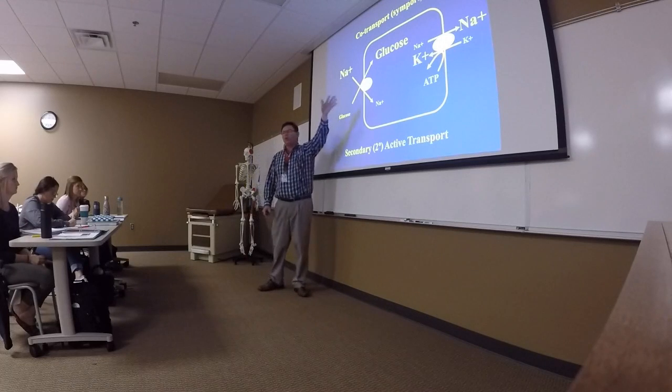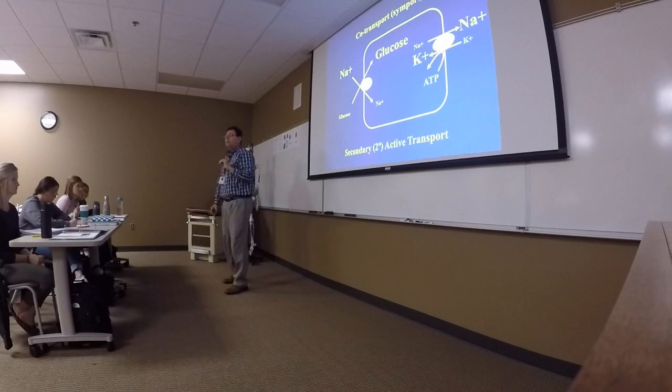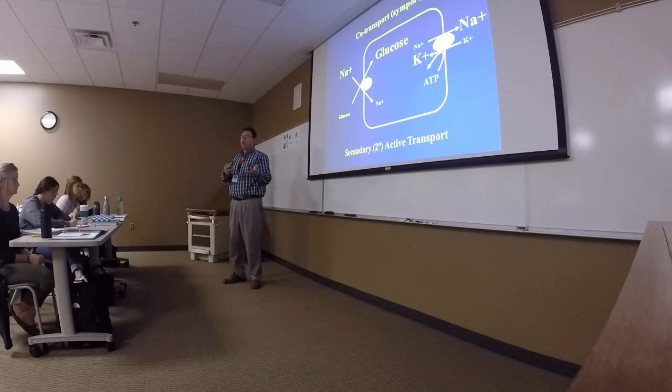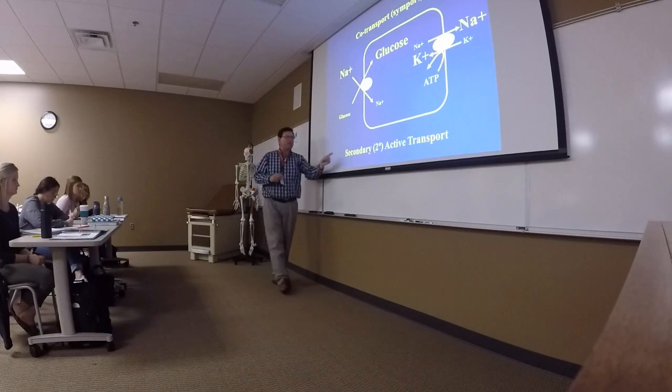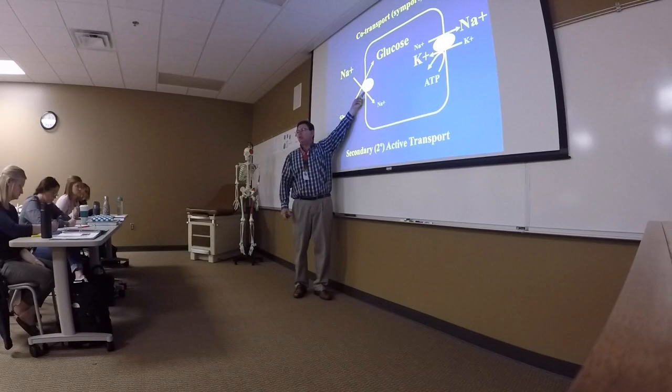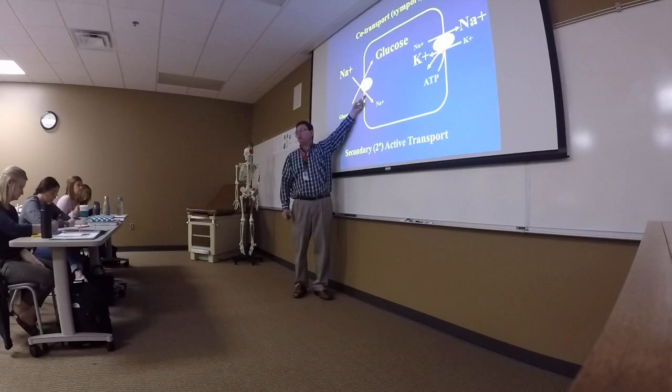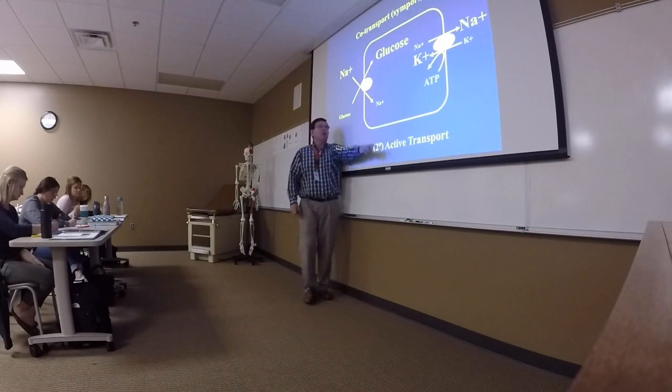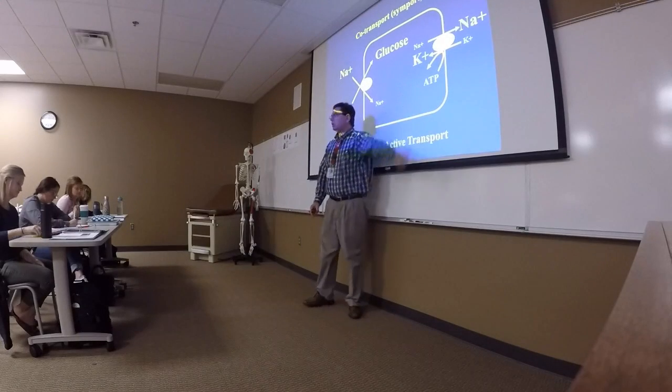So glucose is going against the concentration gradient. That means it's an active transport process. It's a secondary active transport process because you're not using ATP right here, are you? You're using the energy of the chemical concentration gradient for sodium. But you are using ATP someplace else.